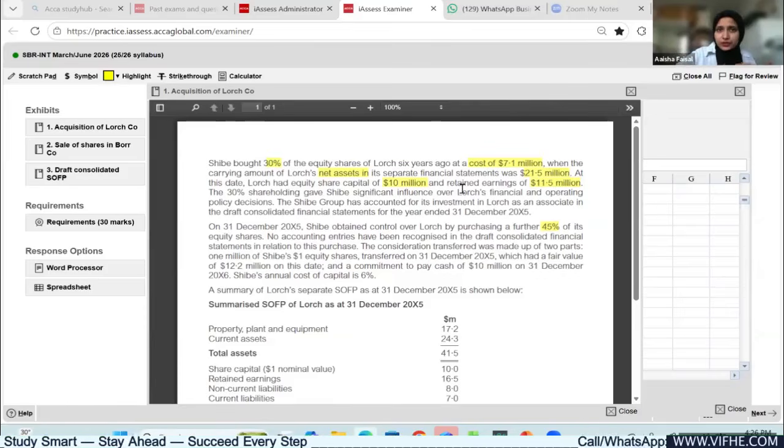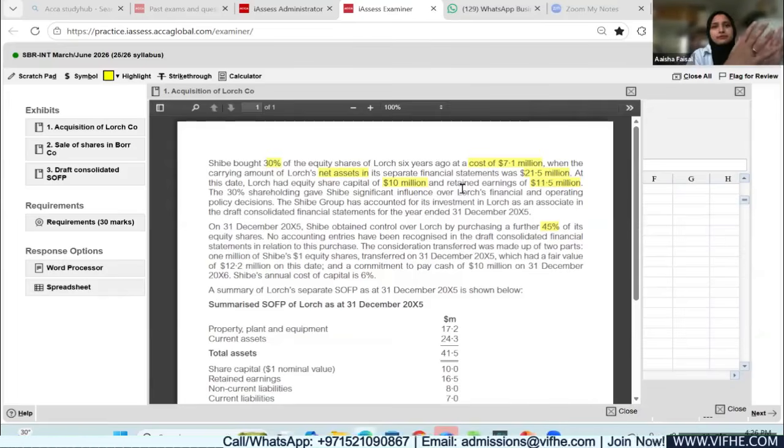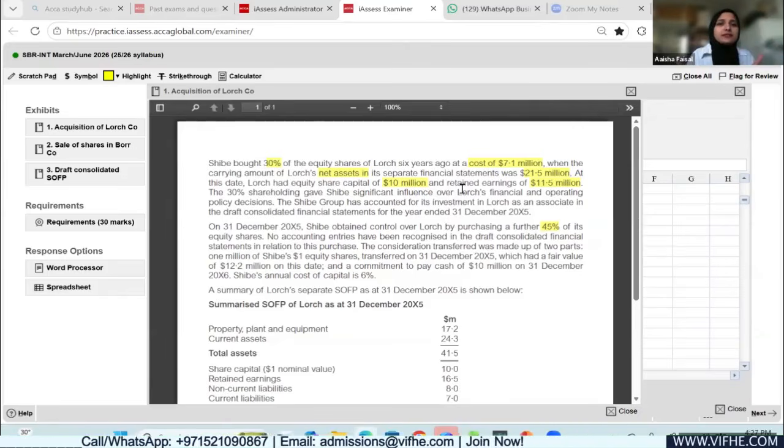So how is it going to change? How is the cost and the carrying value at the future date going to be different? In equity accounting, you will keep adding the profits earned by associates. So to that cost, you will keep adding the profit. Okay. So that original 7.1 million will increase in the future.